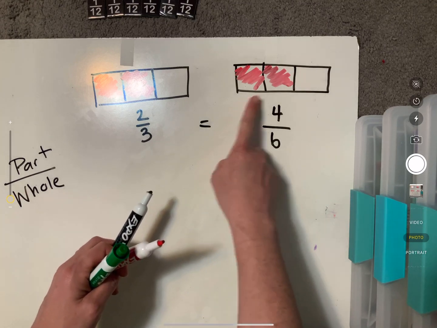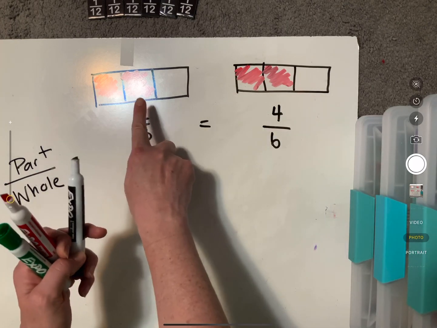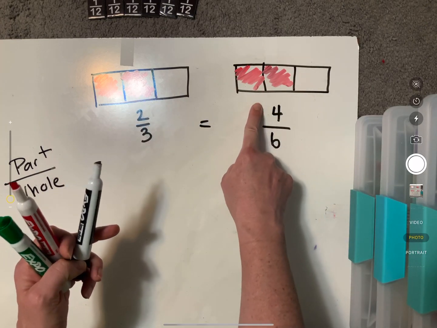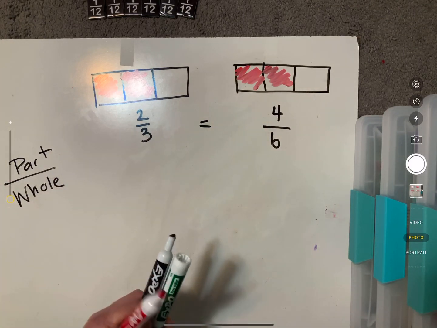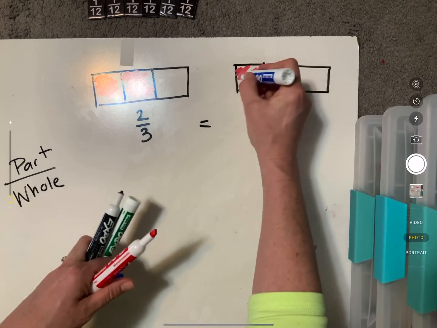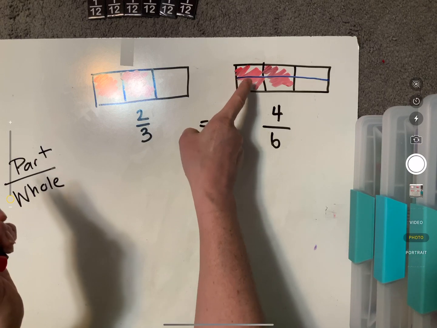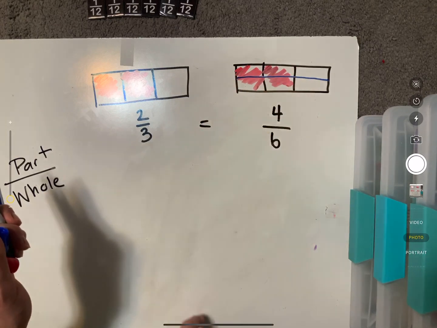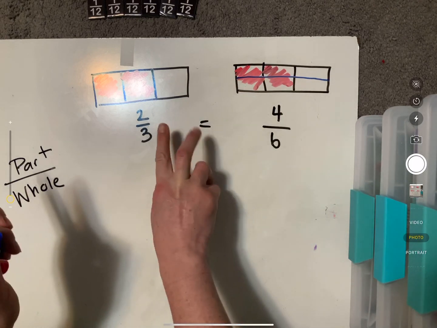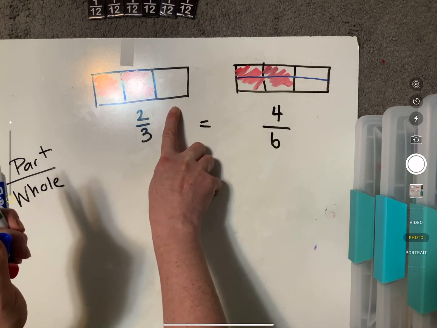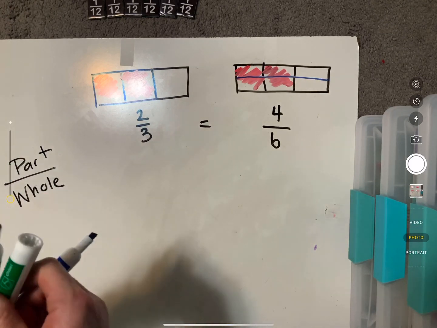So if we have only 2/3 here, what we want to do is cut this into 6 pieces. So taking our original model here, we're going to cut this into 6 pieces. So if I have 1, 2, 3, that means I'm going to need to take each one of those and cut them right in half. So now by doing that, I have 1, 2, 3, 4, 5, 6 pieces, and 1, 2, 3, 4 of them are shaded. So by doing this, we can show that this fraction, 2/3, is equal to this fraction, which is 4/6.